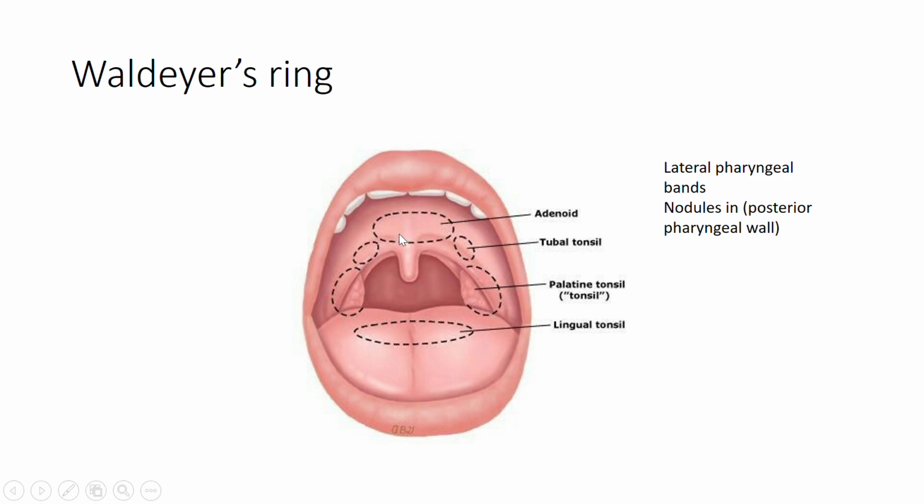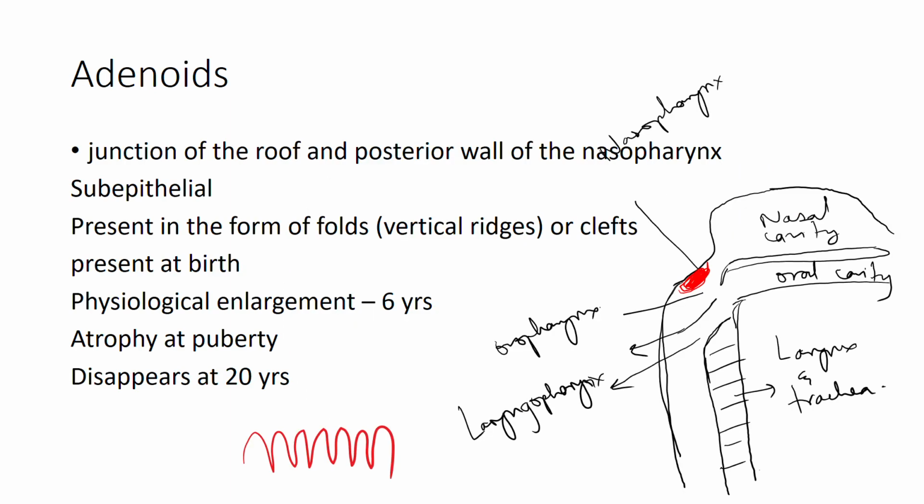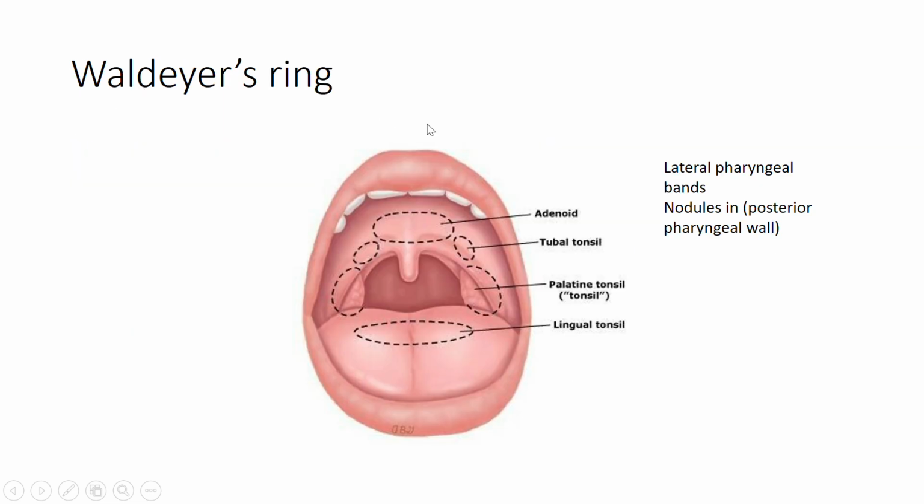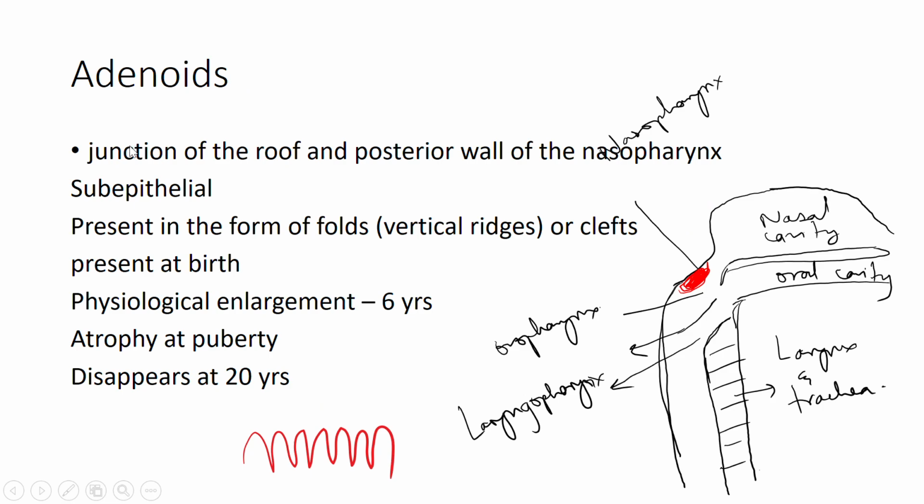So these lymphoid structures form what is called Waldeyer's ring. So this is again a very important question. It can be asked as MCQ or as short notes. Now moving into the topic proper. Now we know from this picture that the adenoids are present at the junction of the roof, this is your roof and this is the posterior wall. So the junction of the roof and the posterior wall of the nasopharynx. So this is the location, and it is subepithelial.